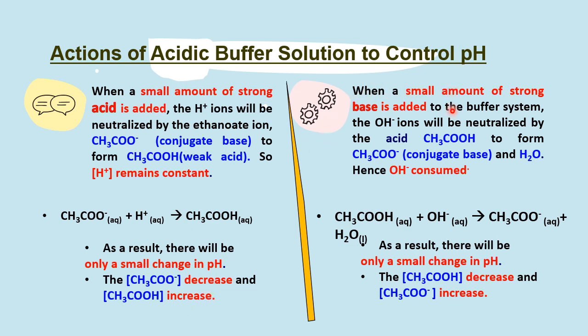Same for here. This is the reaction when a strong base is added. The base will react with the weak acid, so it will form the conjugate base, the ethanoate ion, and water. Hence, the hydroxide is consumed, so the pH of the buffer solution changes only slightly or remains constant. So this is the equation to explain the explanation over here. You must show the equation with a one-way arrow. So as a result, what happened? Only a small change in pH, the concentration of the acid decreases, and the concentration of the ethanoate ion increases.